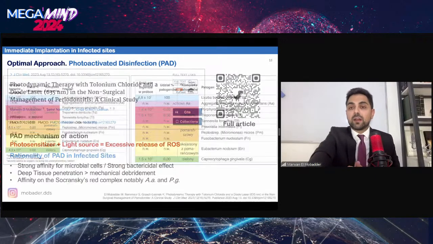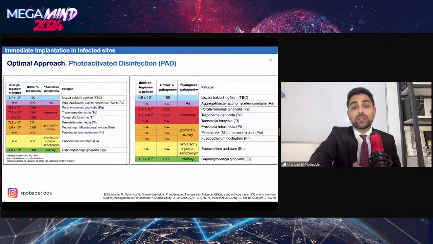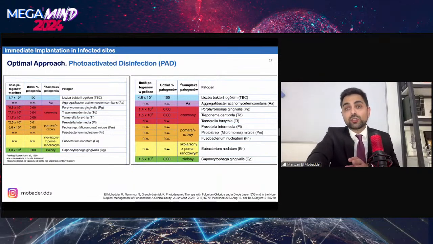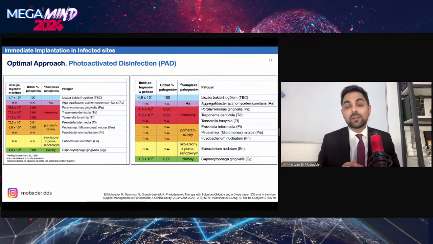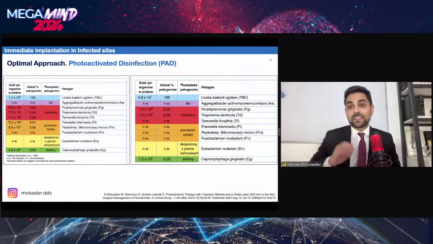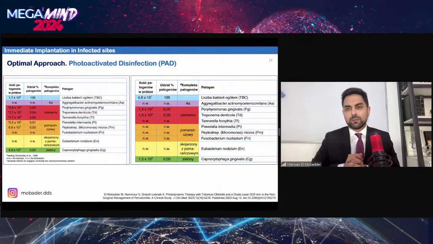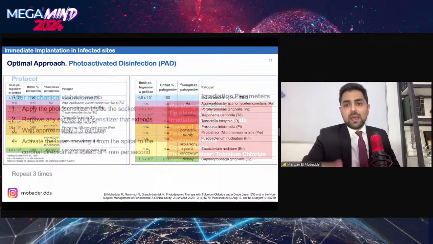We did a real-time PCR test, and we saw that this specific approach not only decreases the total bacterial count, by the way, this is in Polish, so it's good, I have a chance, but it also decreases the count of the specific periodontopathogens, such as Porphyromonas gingivalis, Treponema denticola, etc. For this patient, he didn't have Aggregatibacter actinomycetemcomitans. So this is the protocol.